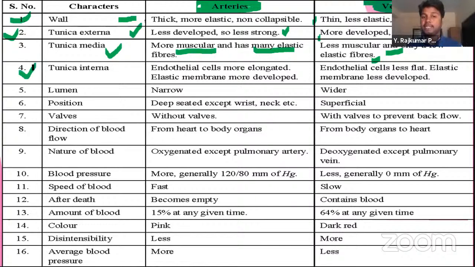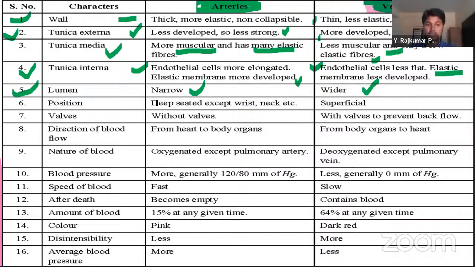When you take tunica interna, the endothelial cells are more elongated in the arteries, and the elastic membrane is more developed. But in the veins, endothelial cells are less flat, and the elastic membrane is less developed. The lumen, that means the internal radius, is called the lumen. The lumen of the arteries is narrow, and the lumen of the vein is wider.